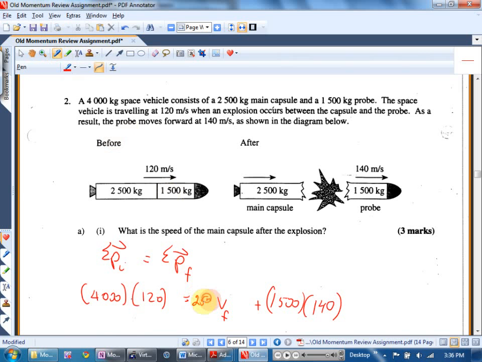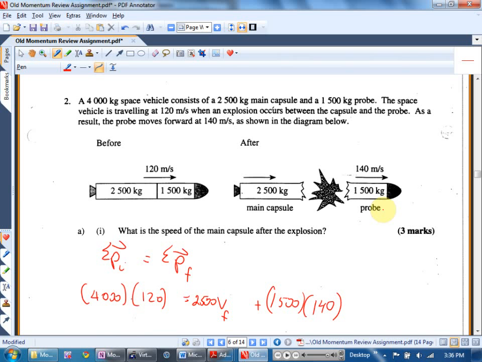What if you got a negative answer? What would that tell you? Which way is the main capsule moving? To the left. The explosion was so big that it sent the main capsule backwards. This is actually the idea behind a booster rocket. Ideally, what you want is this guy's momentum to be zero or even backwards, because that'll impart more impulse forwards to this guy. So in a booster rocket, the idea is the probe goes taking off, and it is a controlled, careful explosion.